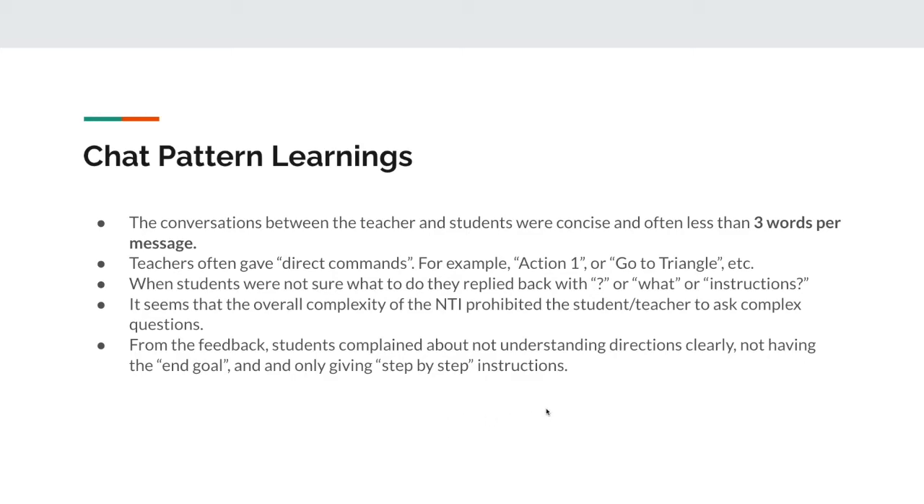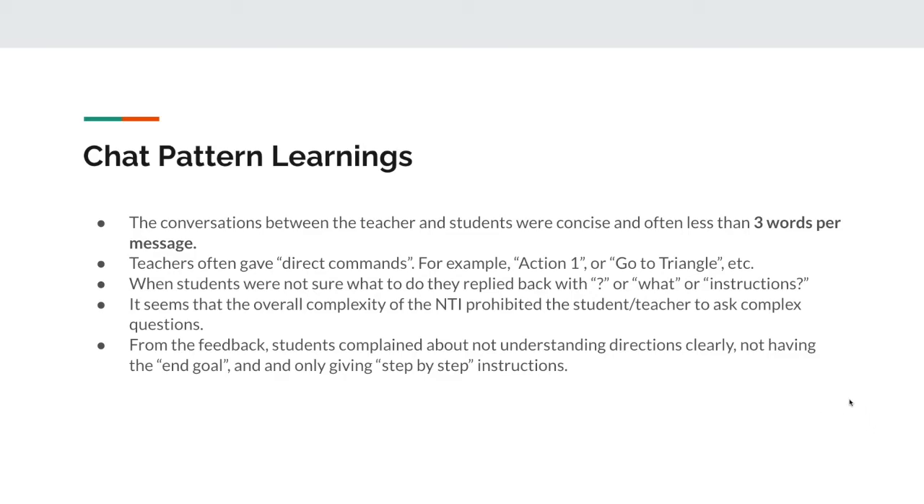What we also found is that when explaining this task, it was very sequential. So they would say something like action 1, or go to the triangle, or go to the blue. And some of the feedback that we got from the survey was that the teachers were often explaining sequentially and not really passing over this end goal of take the green cross and put it over the blue star, which was interesting. So this is some of the qualitative data we're able to get from our chat pattern.